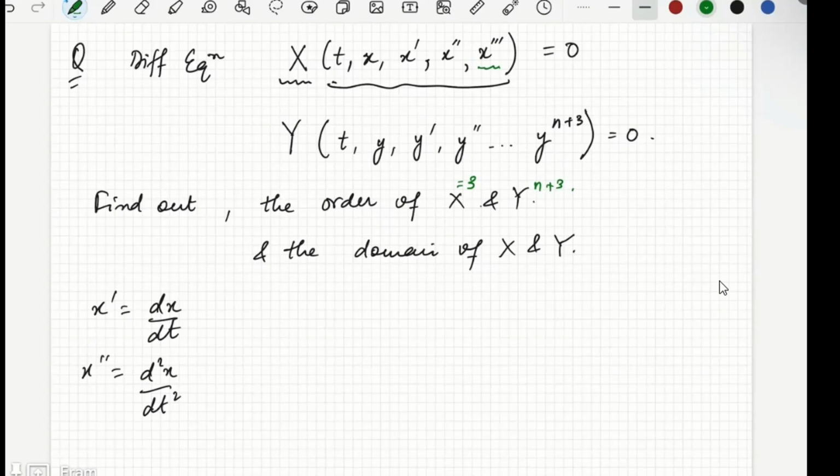Now what are the domains of x and y? Whether it is R1, R2, R3, R4, Rn.